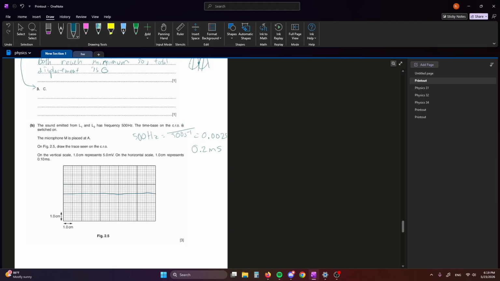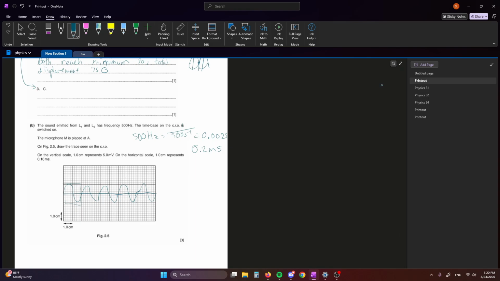Oh god. Using a stylus is so annoying. Okay, whatever. So it should be a line like this, as you go through it.